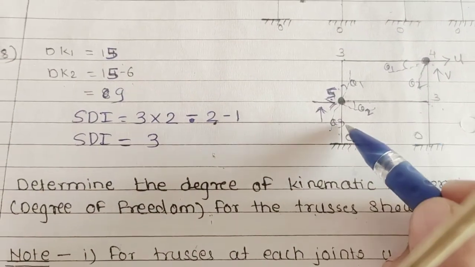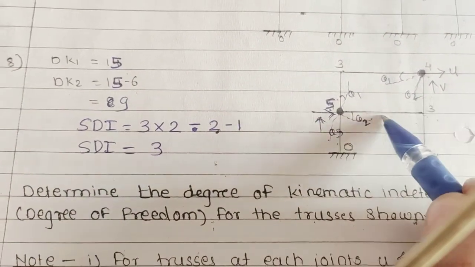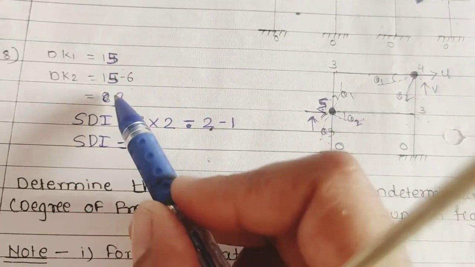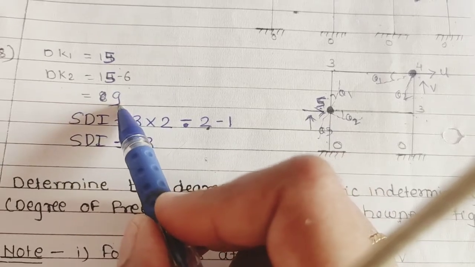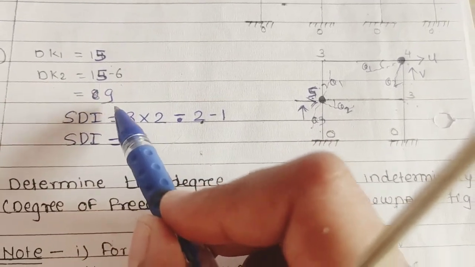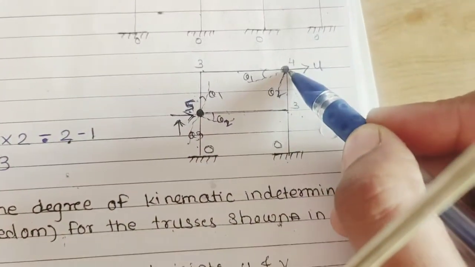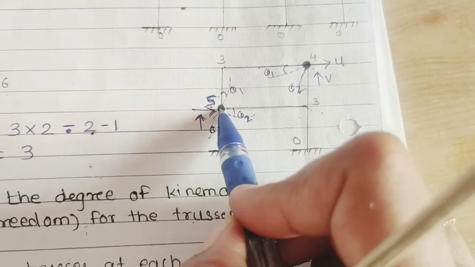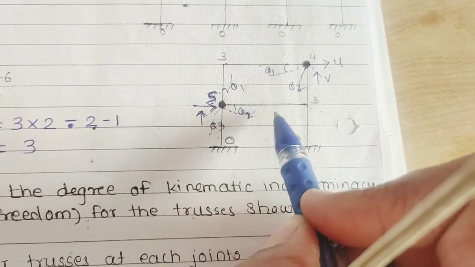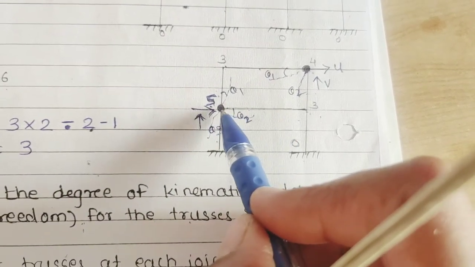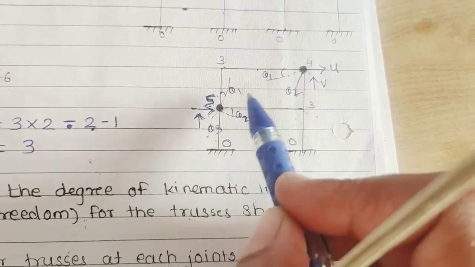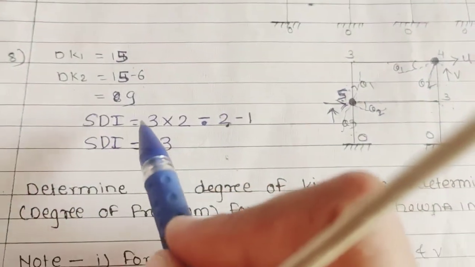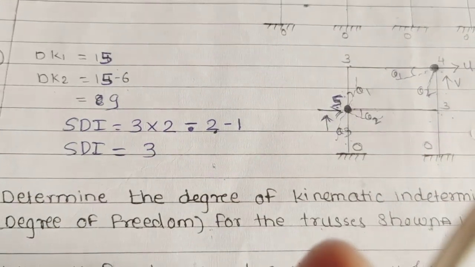Here count the number of members: 1, 2, 3, 4, 5, 6. Means 6. These are the number of members. 15 minus 6, that is equal to 9, which indicates DK2. Here the hinge is at a joint, means it cannot divide any member into two parts. Hence we are only counting the number of members as given in the problem. Hence DK2 is equal to 9.